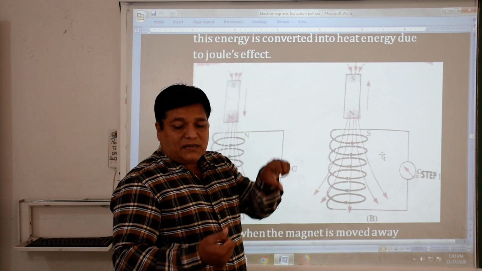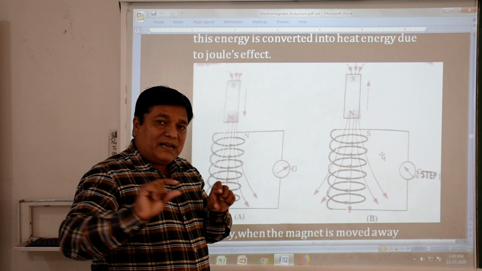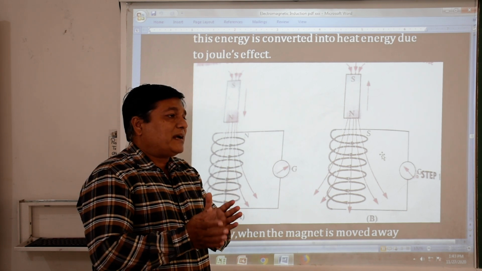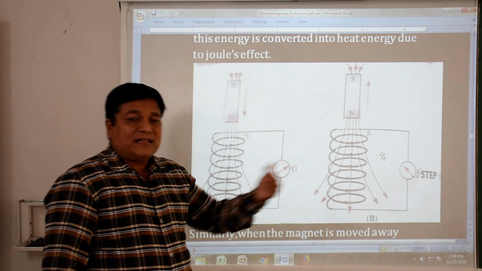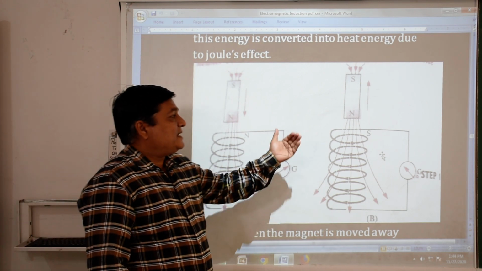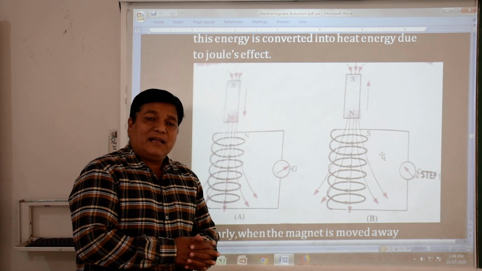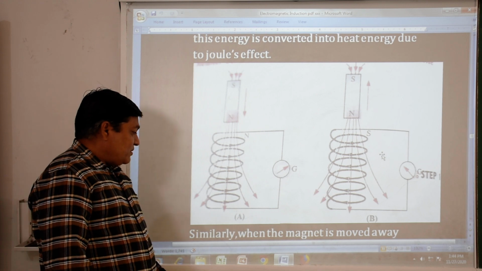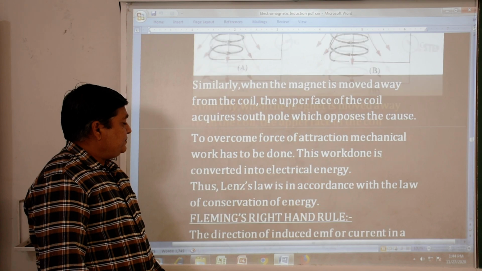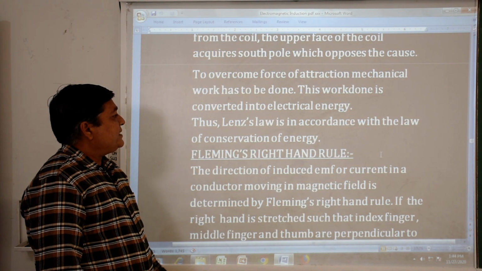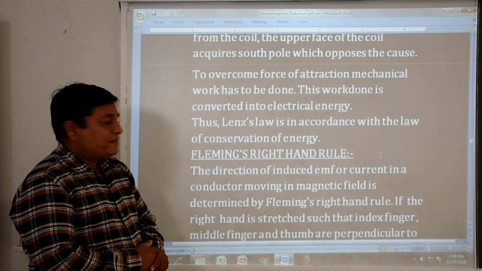If we try to move the bar magnet away from the coil, we have to do mechanical work, that is, mechanical energy, and in doing so the mechanical energy is converted into electrical energy in the coil. This is the transformation of energy, and this says that conservation of energy takes place in Lenz's law. So this is about Lenz's law and the conservation of energy in it. It means that Lenz's law is in accordance with the law of conservation of energy.